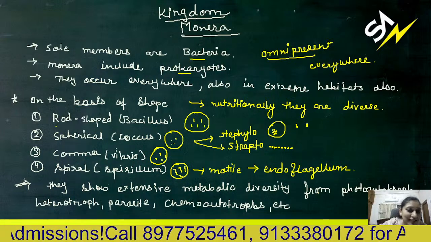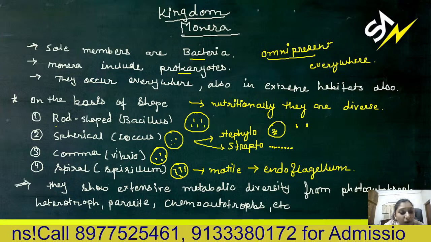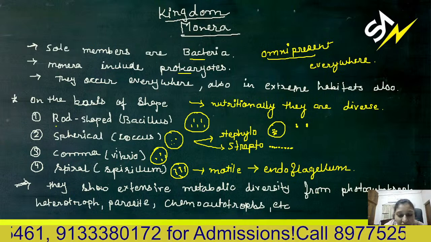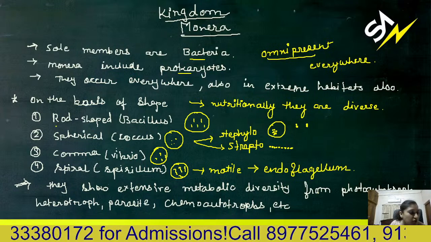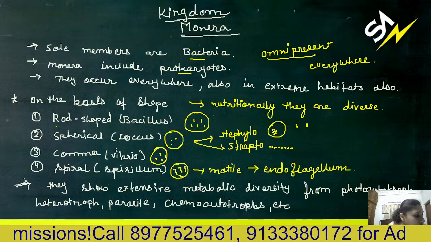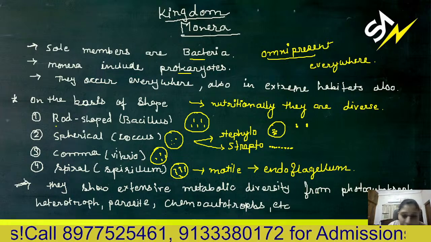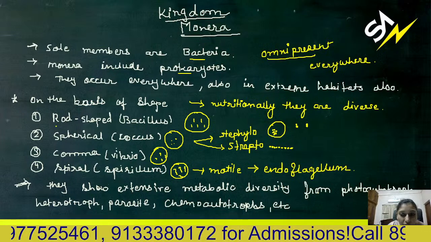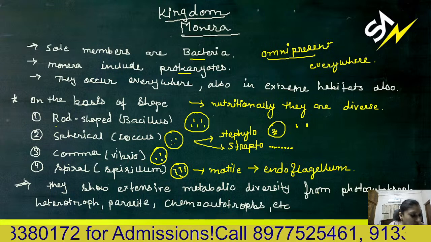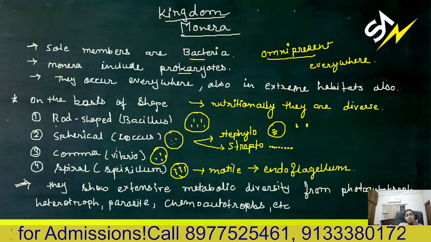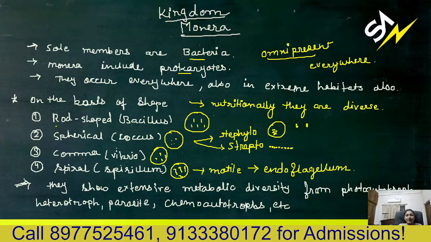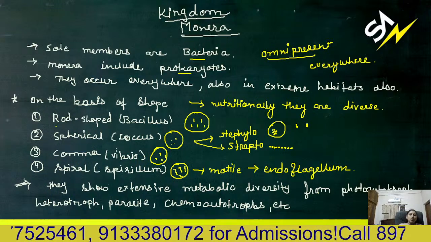Okay, guys, I hope this is getting clear. Then they show extensive metabolic diversity: photoautotrophs, heterotrophs, parasites, chemoautotrophs, etc. Photoautotroph means light is the source of energy for them. Come on, write in the chat section. Yes, Kiran. Photoautotrophs, what will be the source of energy? Autotrophs means they make their food on their own. What is the meaning of photoautotrophs?